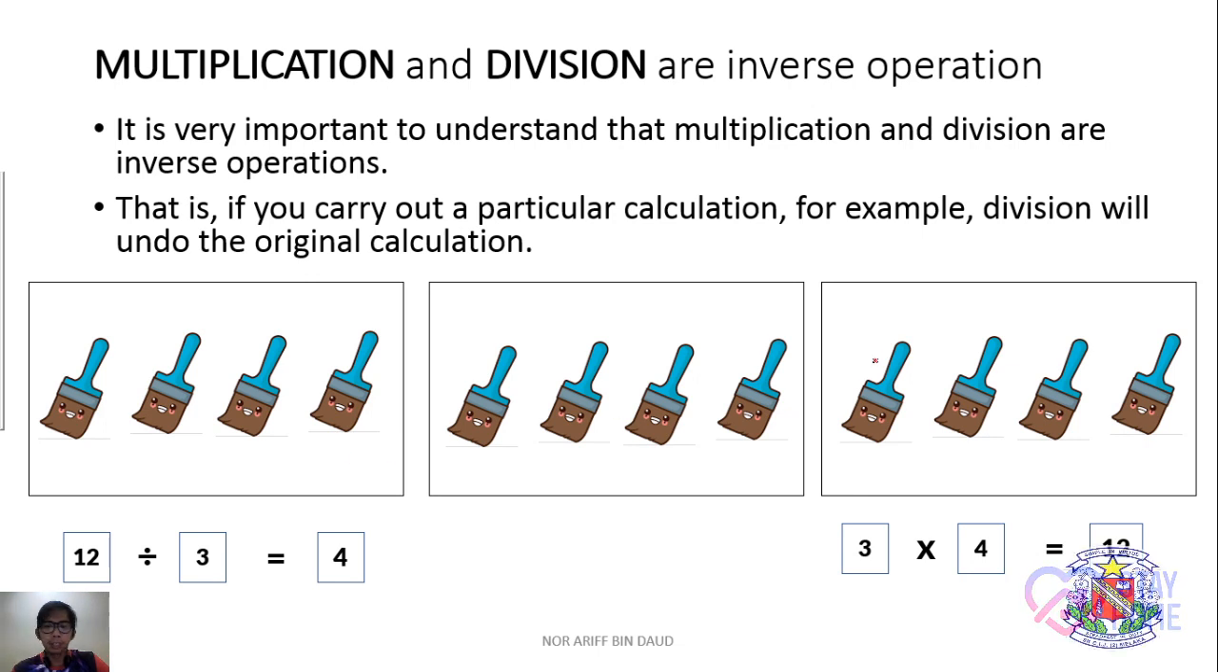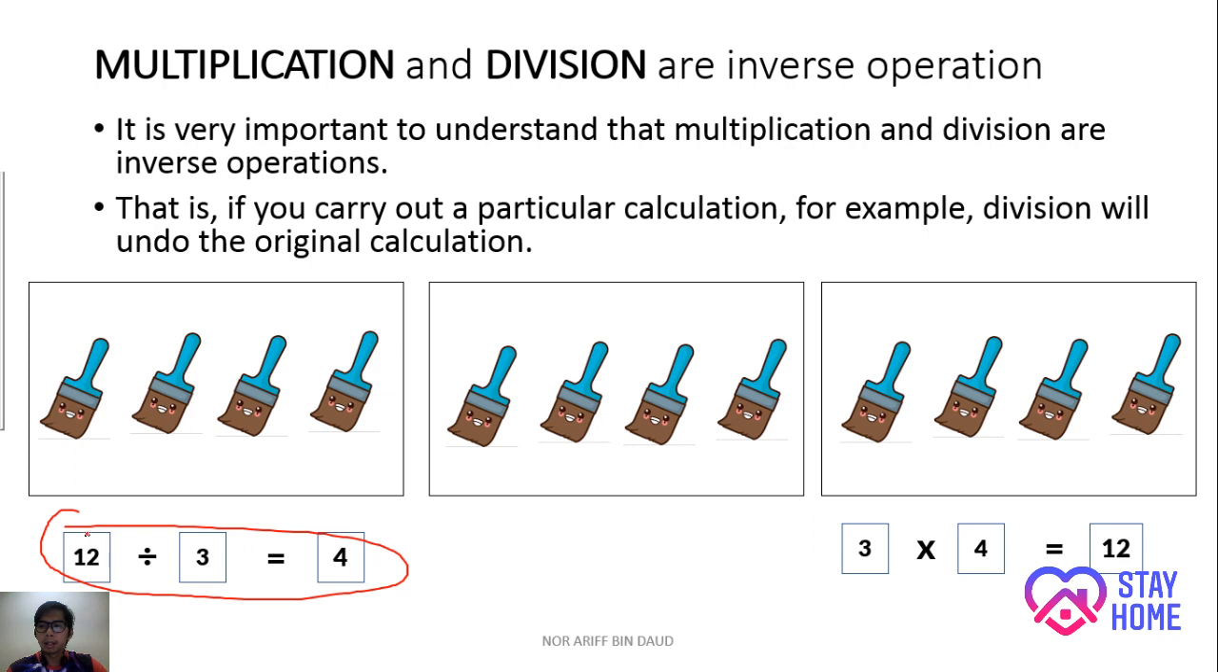So we have all 12 paintbrushes here all together. So now we have 3 groups and 4 paintbrushes in each group. If we write this number sentence for division, the answer will be like this: 12 divided by 3 equals 4. 3 stands for groups. Okay, 4.